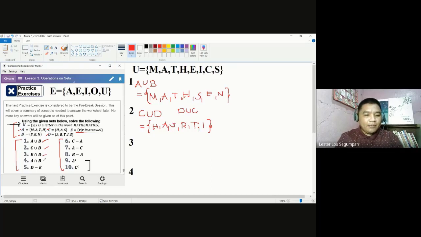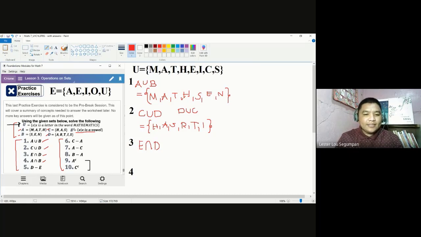Number three and number four are for the operation of intersection. Intersection of sets simply allows us to look at the elements which are common to both sets. In short, that element is found in the first set and also in the other set. If we talk about E intersection D, we are considering the set E here.